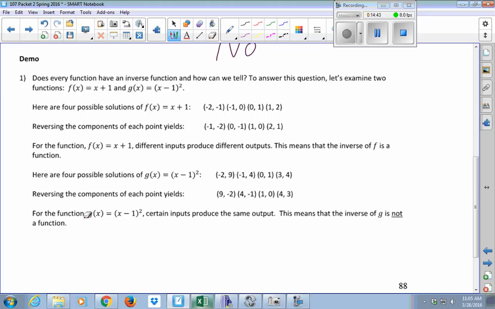So to answer this question, let's examine 2 functions. Our first function is f of x equals x plus 1. What name do we give to a function like that? F of x equals x plus 1. Linear, right? So this is a linear function. Okay, so we know that's going to look like this. It's a straight line. What else do we know about this straight line? It goes through 0, 1, and negative 1, 0, and it has a slope of 1. So this is our function f.